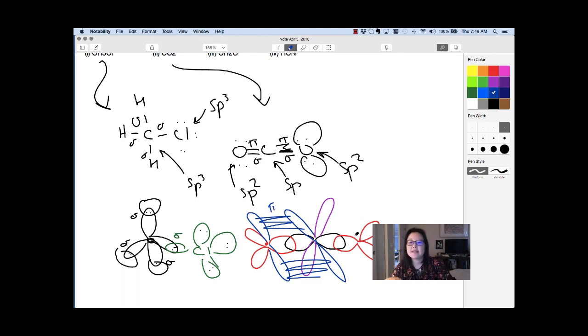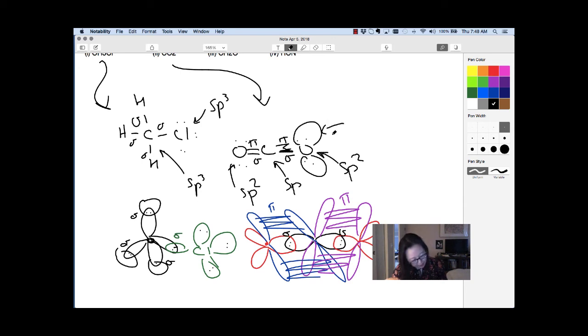Then I've got the same thing over here, but I'm going to use a different p orbital. I'm going to use this guy right here, and I'm going to have these overlapping. That's going to be my second pi orbital. There we go. So pi bond here, pi bond there. Okay. My sigma bonds are right here. So let me mark those. 1, 2, sigma. 1, 2, sigma.